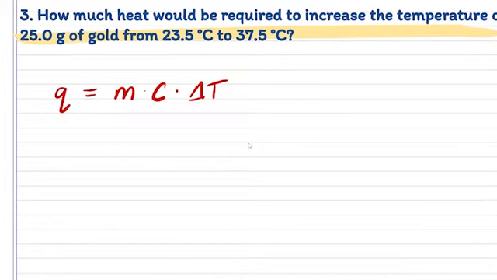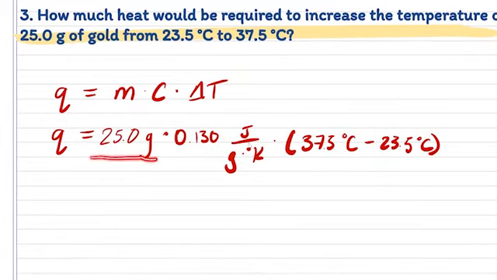And plugging our numbers in, the 25.0 grams, that's going to be my mass. The table that is given in the top of the handout lets me know that my specific heat for gold is 0.130 joules per gram times degree Kelvin. And my change in temperature will be T final minus T initial. Plugging those numbers into my calculator, I get a heat of 45.5 joules.